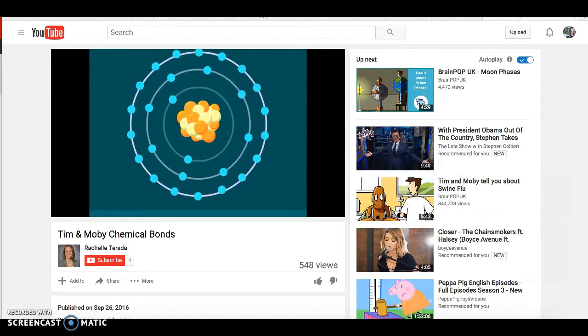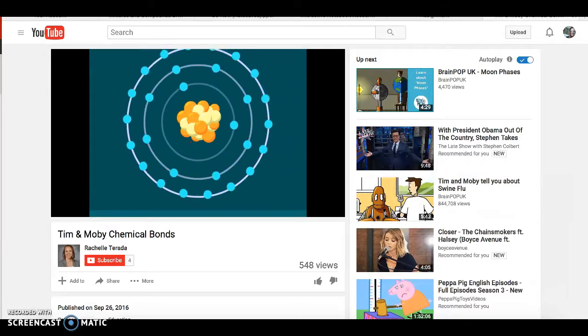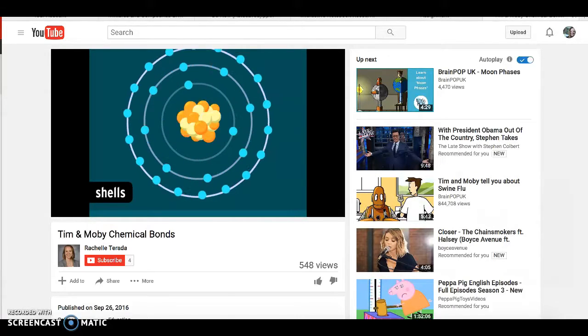Atoms are made up of 3 basic particles: positively charged protons, negatively charged electrons, and neutrons, which have no charge. Protons and neutrons clump together in the center of an atom, forming its nucleus. Electrons whiz around the nucleus at different distances, which we call shells.